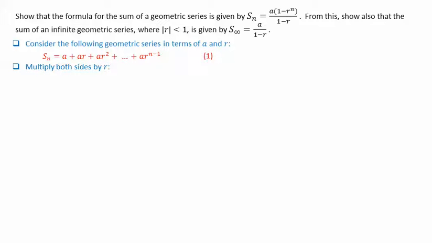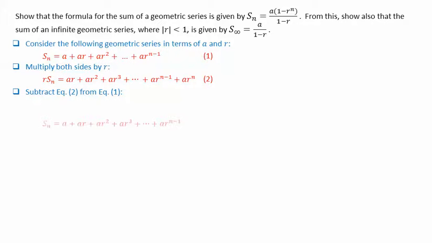If we multiply both sides of equation 1 by r, we get r times Sn on the left side, and each term on the right side is multiplied by r, giving our first term of a times r, and the last term ar to the n. We'll call this equation 2. We can then subtract equation 2 from equation 1.